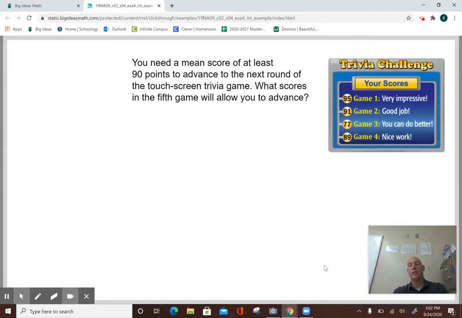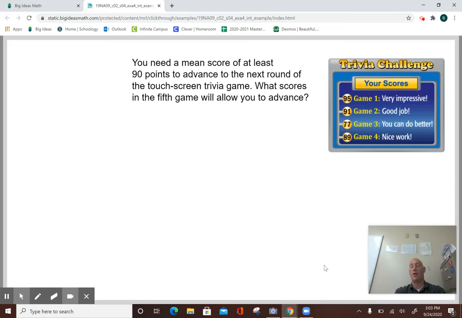Hey guys, this is one of the story problems on your notes for 2-4 in Algebra 1. I'm going to read through this and we're going to make sure we know the connection that this is going to come up as. You need a mean score of at least 90 points to advance to the next round of a touchscreen trivia game. What scores in the fifth game would allow you to advance?